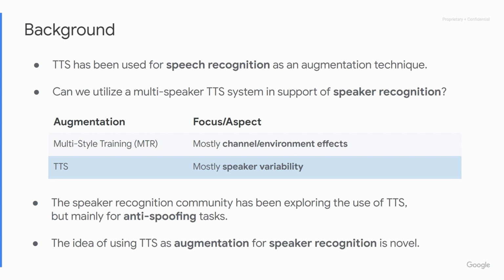Here is a brief comparison of MTR and TTS. As you can see, these two techniques tackle the data insufficiency problem from two different angles. MTR introduces noises and room reverberations, while TTS mostly expands the speaker variability. We are going to investigate the raw effects of each technique on speaker recognition performance, as well as the effects of both combined.